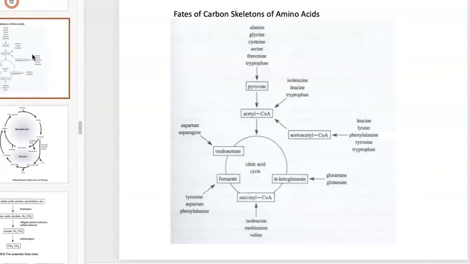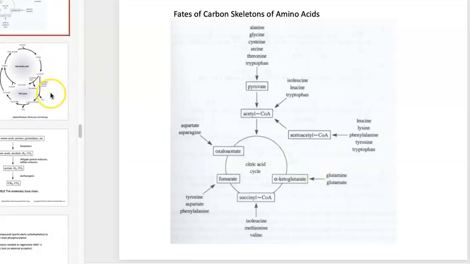And here are some of the fates of carbon skeletons for amino acids. Lots of different kinds of amino acids can be used to make pyruvate. A few different kinds of amino acids can be used to make acetyl-CoA. So again, lots of feedback, where amino acids can feed into this system to allow the TCA cycle to generate lots of energy and lots of reducing power. And these arrows can go the opposite direction as well, depending on the state that the cell is in physiologically.